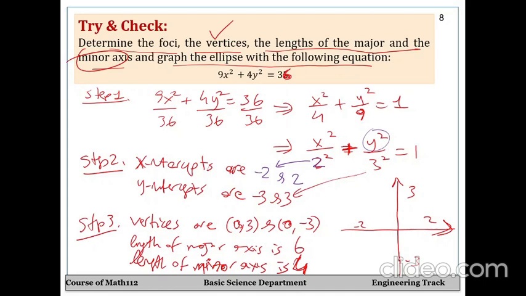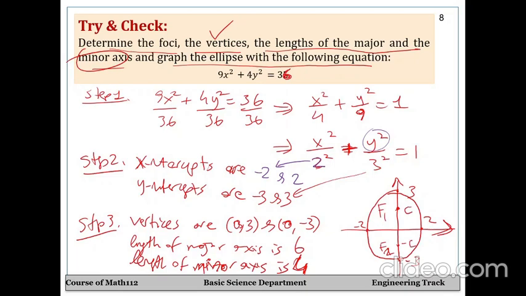These are our vertices. These are the y-intercept and x-intercept. Now the focus has to be always on the major axis, so the foci are always on the long side. Let's say this is F2, this is F1. Let's say this is C and this is minus C.